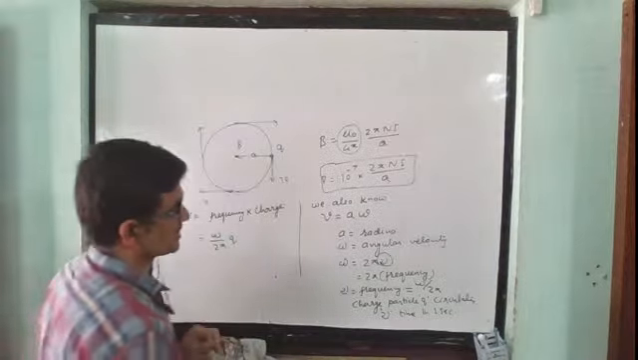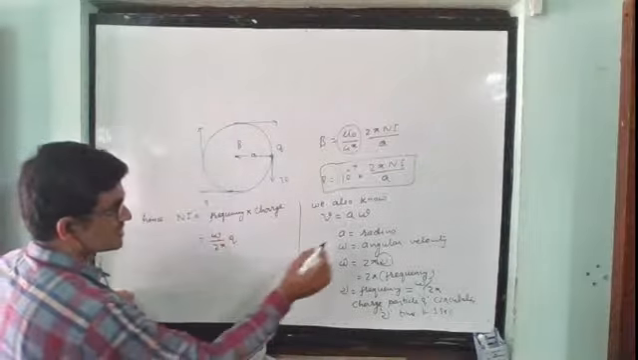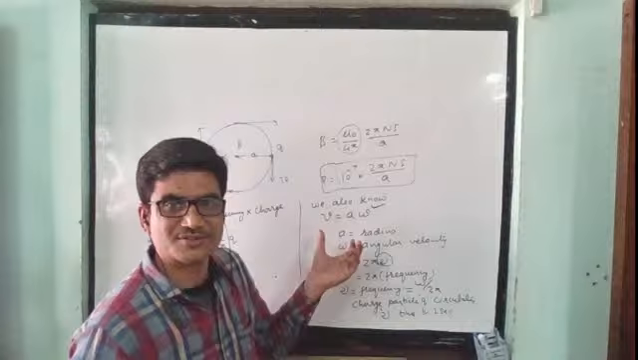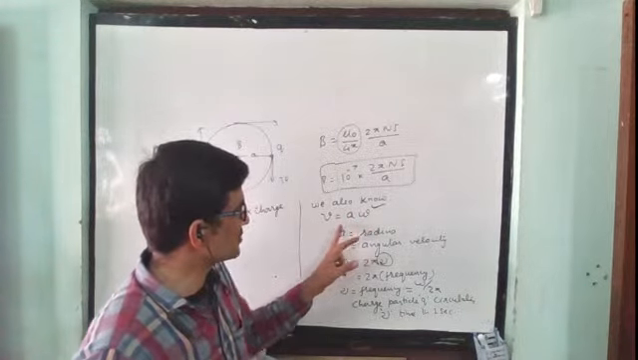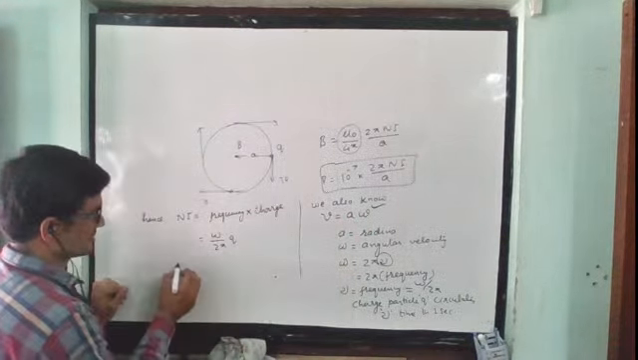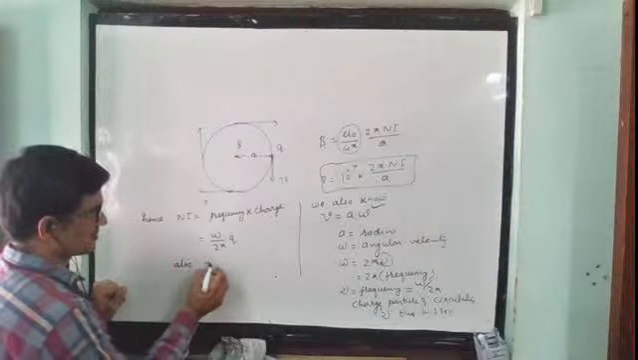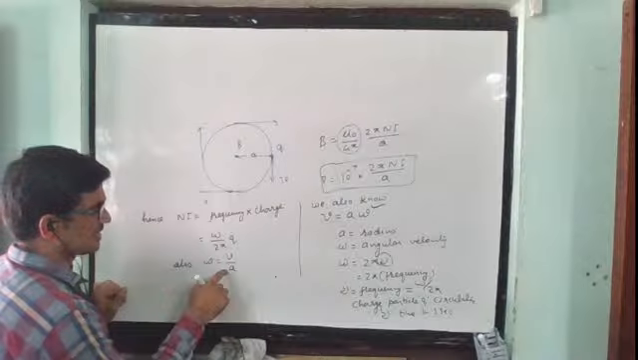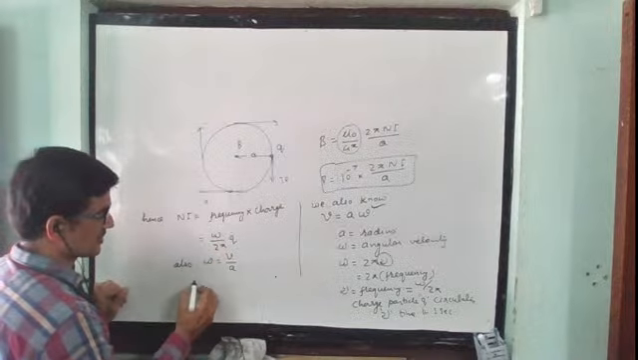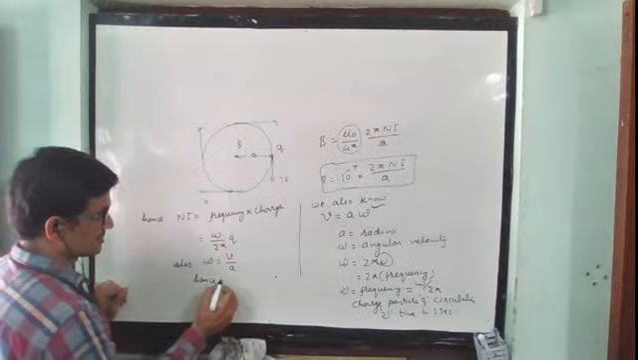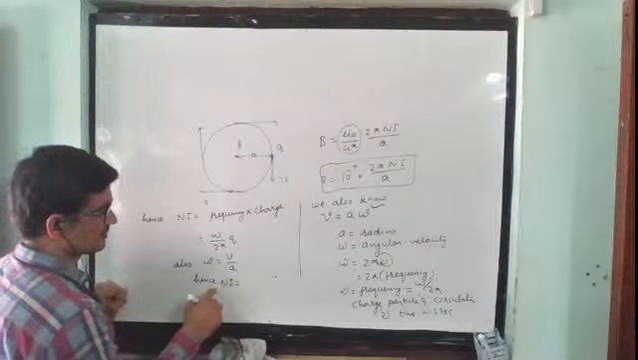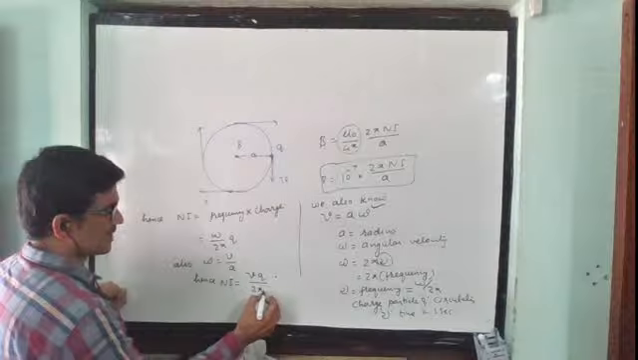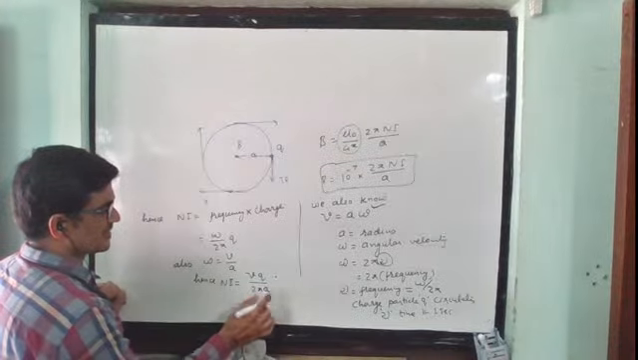And we also write, from this relation we can also write omega is equal to v by radius, also omega is equal to v by a. Put this value here, hence total current will be v q on 2 pi a.